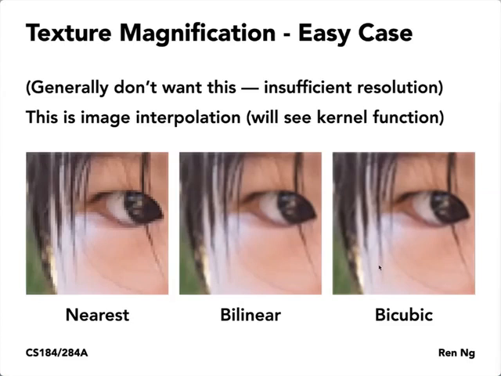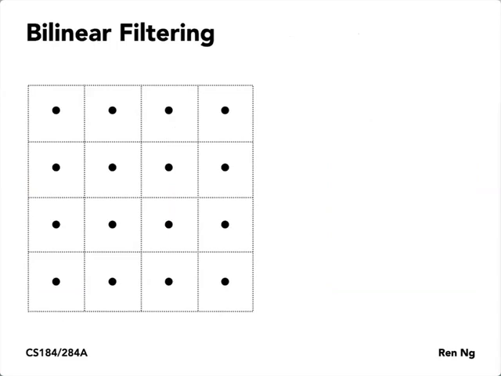The observation I'll make is that nearest looks a lot blockier. So unless you're going for letting people see the pixels themselves, usually bilinear is used to smooth things out. Between bilinear and bicubic, there can be an improvement, but it's pretty subjective. So let me tell you about bilinear filtering.